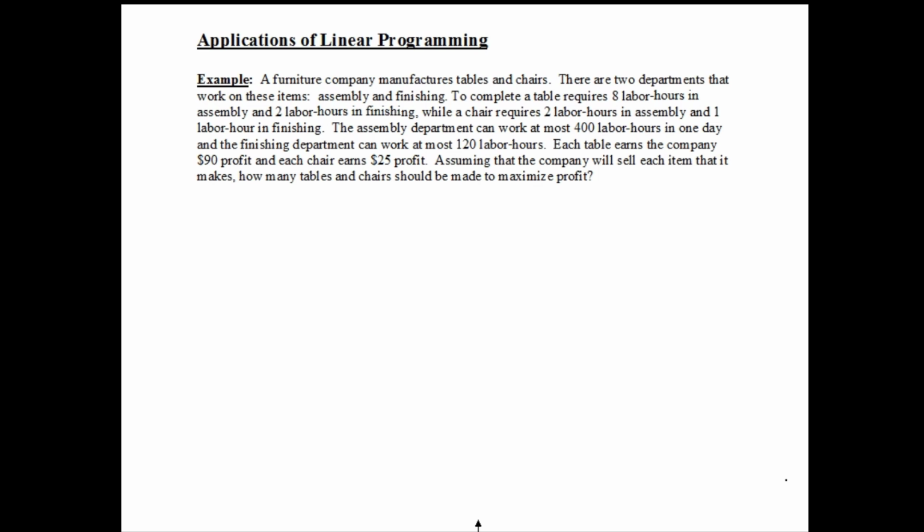Our first job is to write the linear programming problem, and therefore we need to choose some variables and determine what they represent. Often it's helpful to look at what the question is asking. How many tables and chairs? So we are going to let X and Y represent the numbers of tables and chairs. So we'll let X be the number of tables, and we'll let Y be the number of chairs.